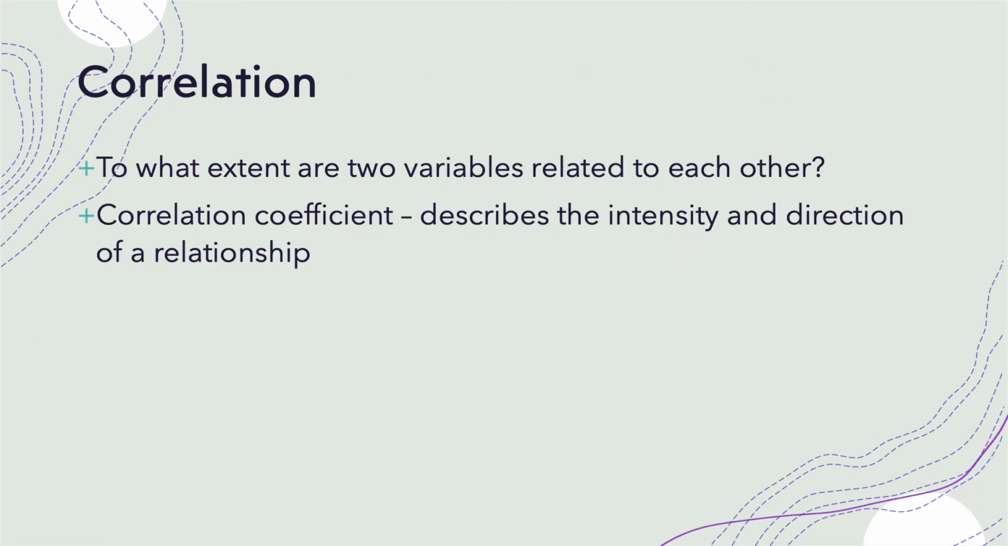In correlations, we are asking to what extent two variables are related to each other. A correlation coefficient describes the intensity and direction of a relationship. The correlation coefficient can range from -1 to +1. Negative relationships are 0 to -1, so minus is negative. And this means that one variable increases as the other decreases. An example of this is exercise and weight. As your exercise increases, your weight decreases.